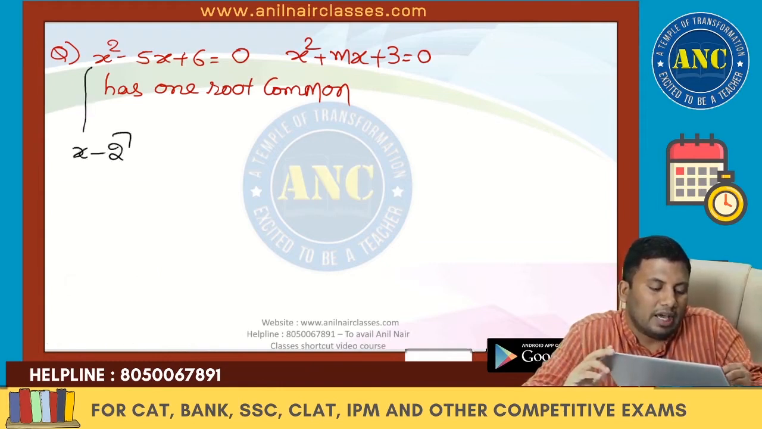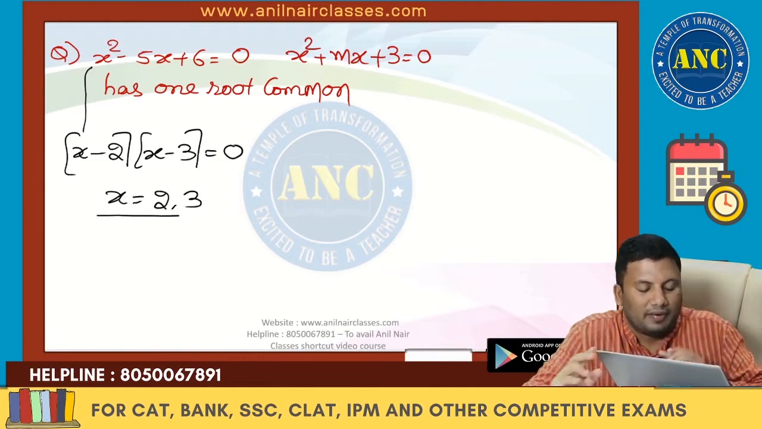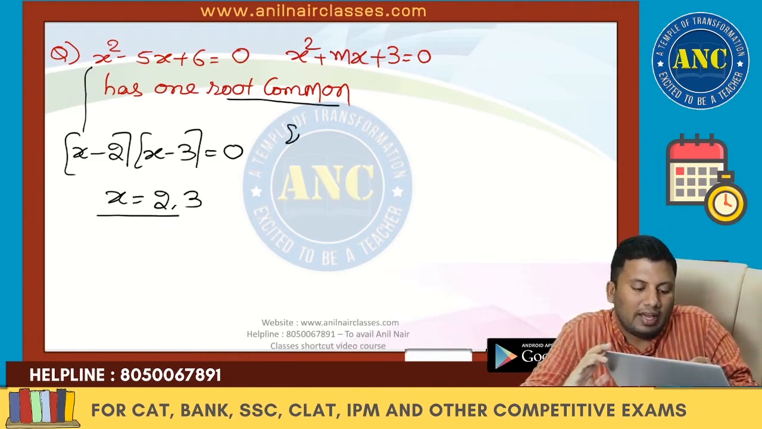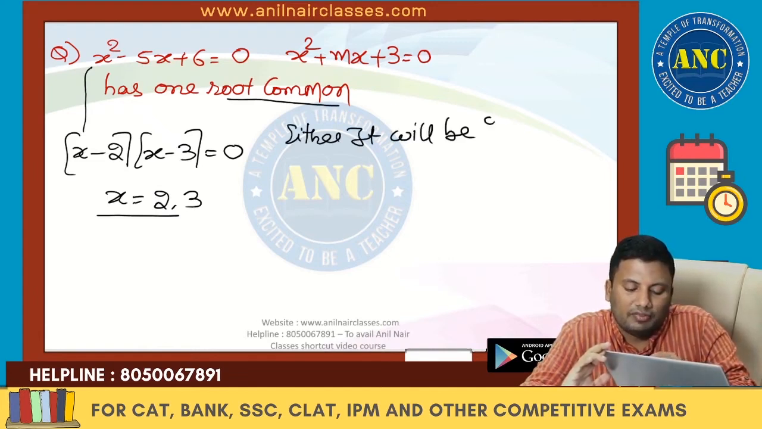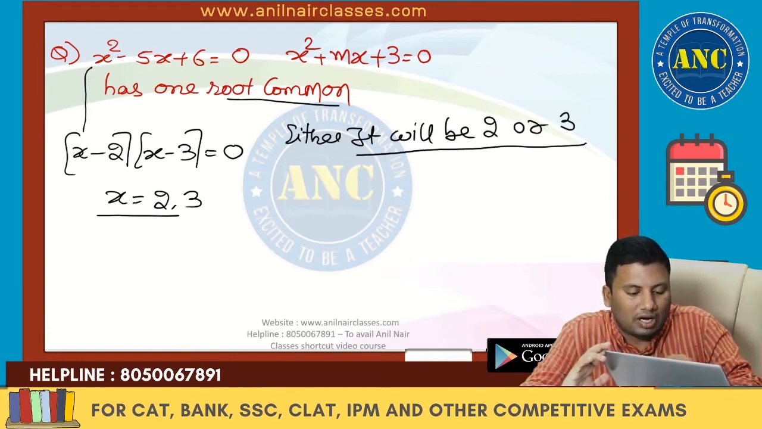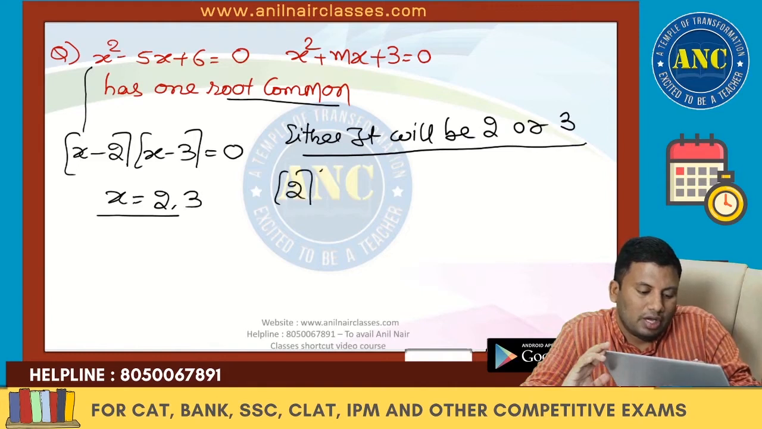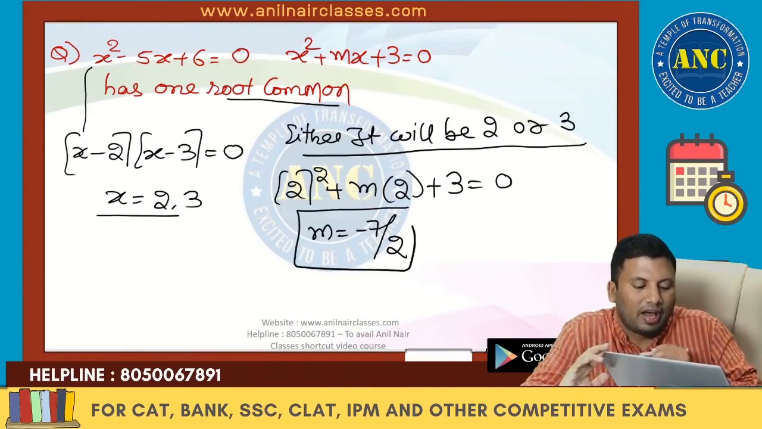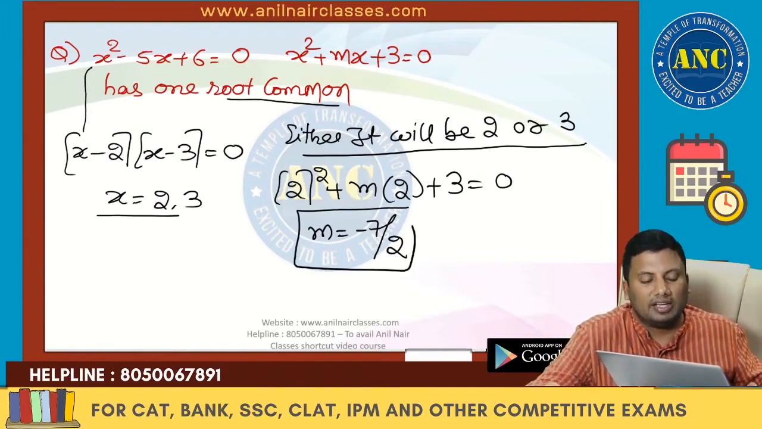This is nothing but x minus 2 into x minus 3 equivalent to 0. So x is 2 comma 3. We do not know which root is common. Either it will be 2 or 3. If I substitute 2, it will be 2 square plus m into 2 plus 3 equivalent to 0. M is nothing but minus 7 by 2. One value for m is minus 7 by 2.